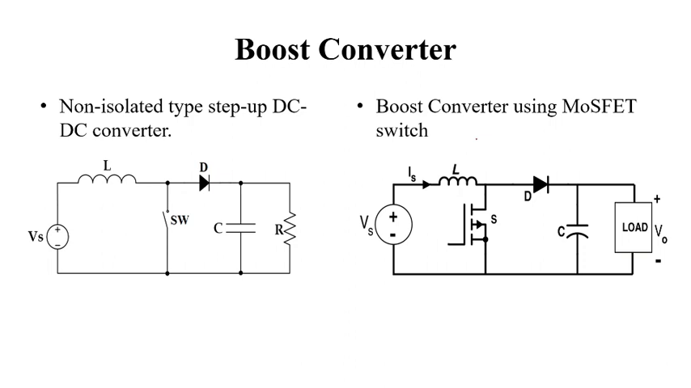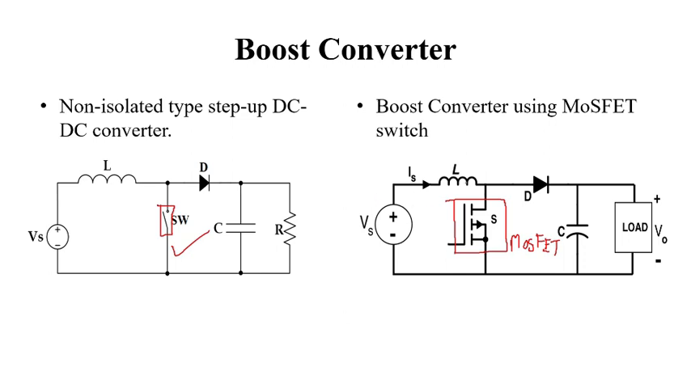On the left side, this is a basic boost converter, and in the second figure on this side we are using the MOSFET. This is our MOSFET. So this is a boost converter using a MOSFET, and in the other circuit a simple switch is shown here. Trying to explain the functioning.